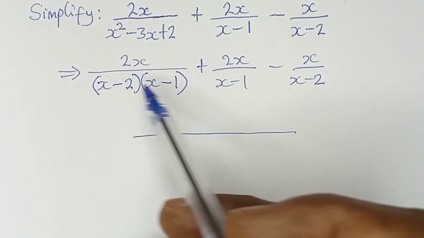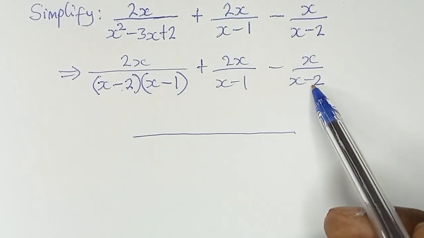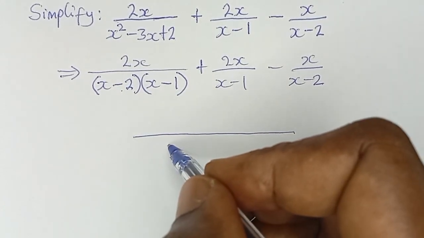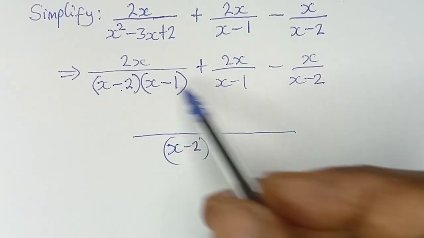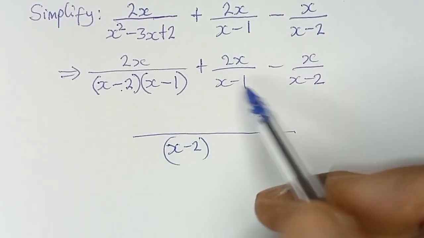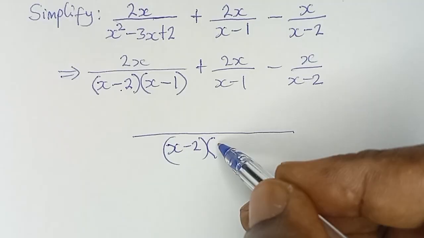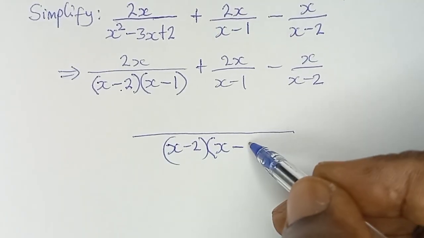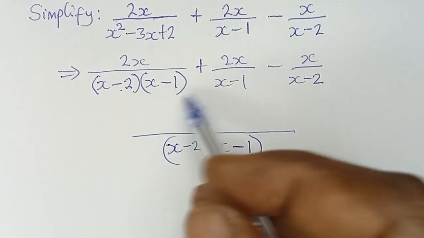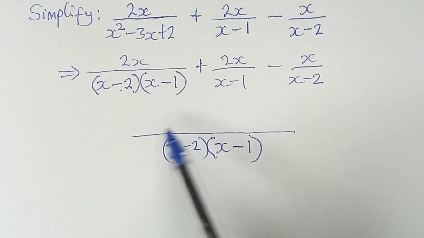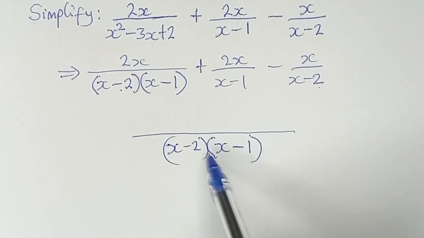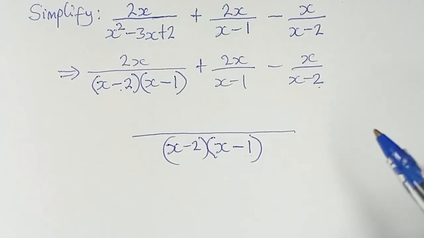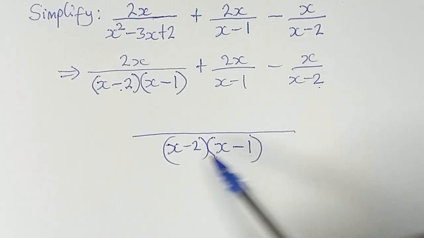Now, for the LCM, out of those that are the same, we just simply pick one. So I have x minus 2, and then the x minus 1 and x minus 1 are also the same. When you have two values that are the same, you simply pick only one as the LCM. So this is the LCM of these three terms here.